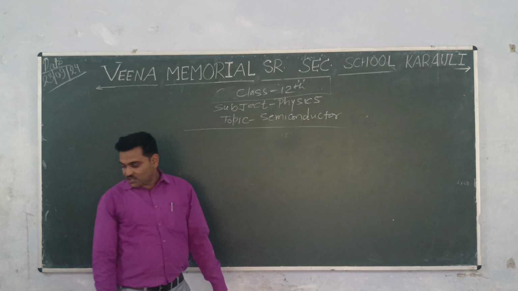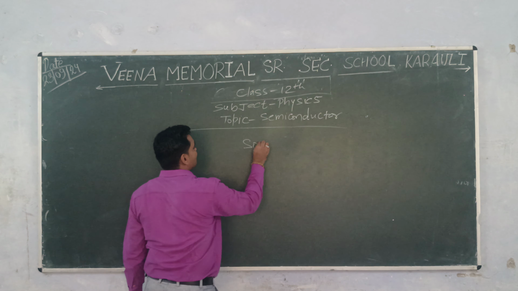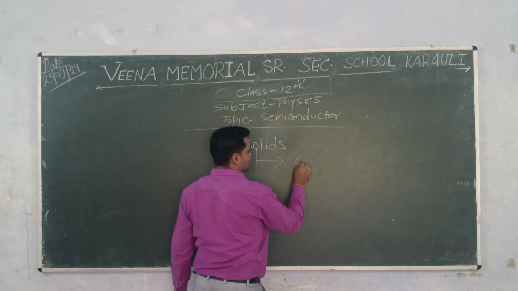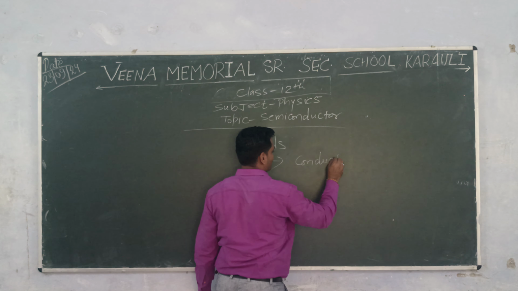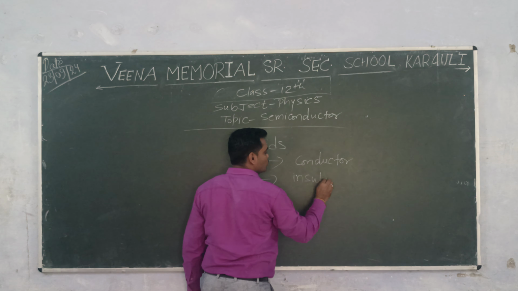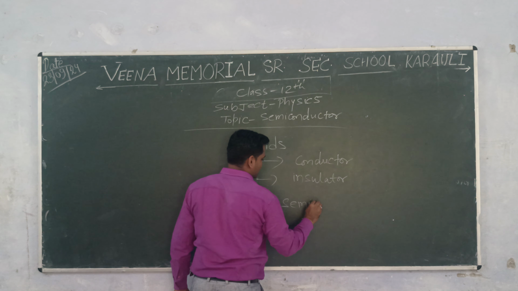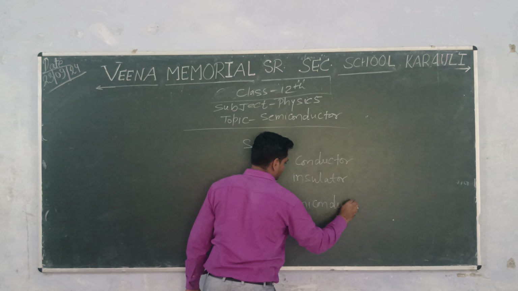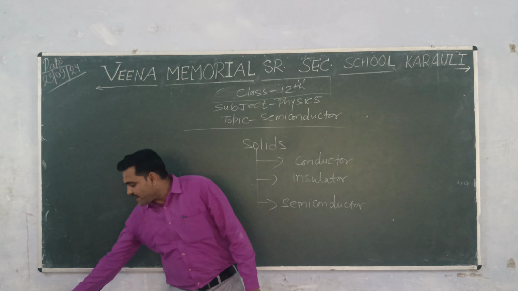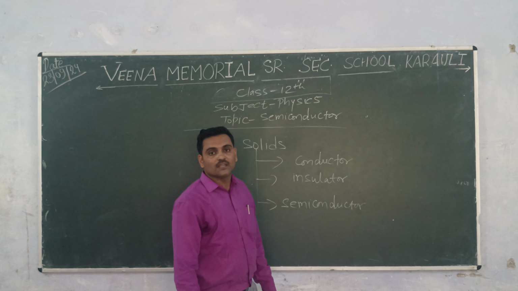In electronics, solids are classified in three parts. First is a conductor, second is an insulator, and third is a semiconductor. One is a conductor, another is an insulator, and last is a semiconductor.